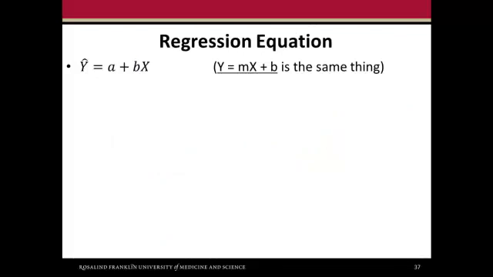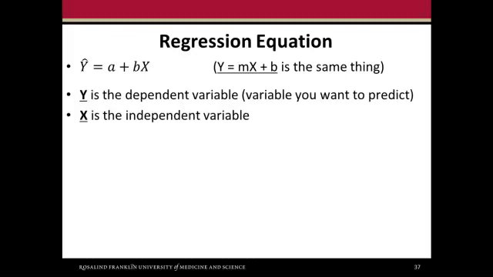I mentioned that in linear regression we're using the equation for a line. So we have y hat, which is our predicted value of y, equal to a plus bx. You might also see y equals mx plus b. That's equivalently the exact same thing. When we look at this, we have y as our dependent variable, so it's the variable that we want to predict. X is our independent variable.